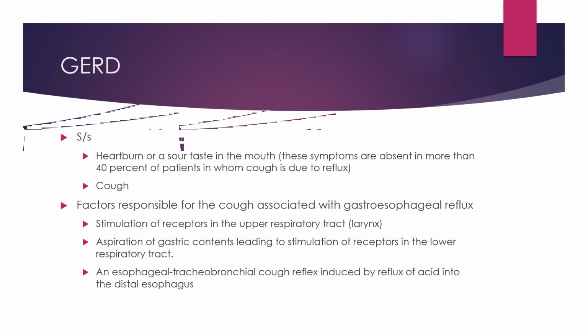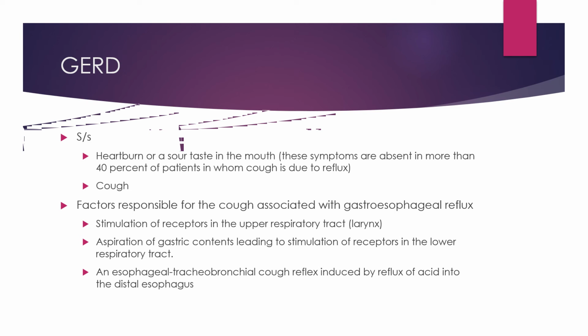So for gastroesophageal reflux disease, or GERD, your signs and symptoms are heartburn or a sour taste in the mouth. These symptoms are absent in more than 40% of patients in whom cough is due to reflux. But I will tell you, your ENTs, if there's somebody with a cough and they aren't seeing other symptoms, they're going to throw them on a PPI to rule out GERD. I can tell you, I see it day in and day out. So if you've got a chronic cough and you're not seeing any other symptoms, don't rule this out quickly. Make sure you've got this in your repertoire of things to think about.